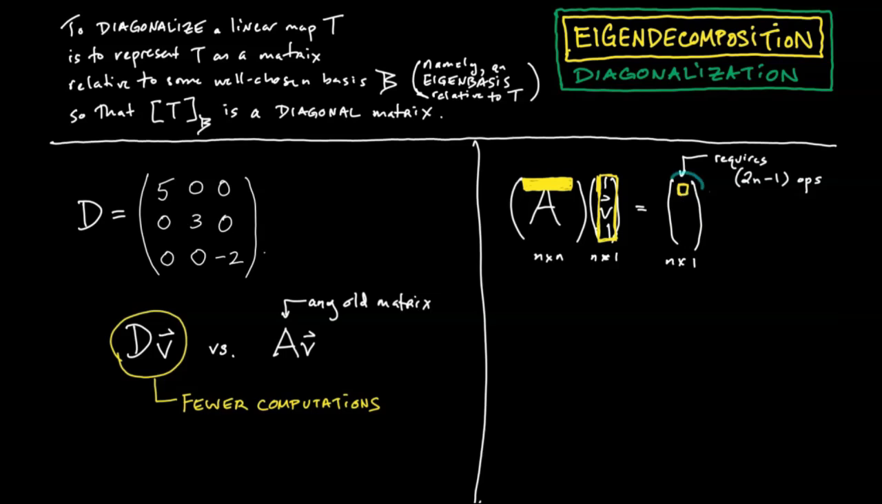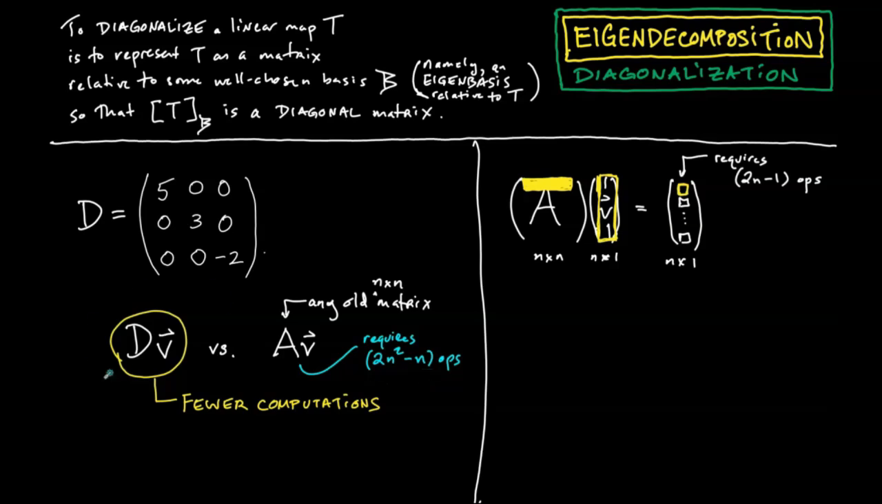But that is just for the first component. We have to do that n times, once for each component. So the entire process of matrix vector multiplication, where we're using any old n by n matrix, requires n times 2n minus 1 basic arithmetic operations. And let's distribute that n and rewrite it as 2n squared minus n operations.